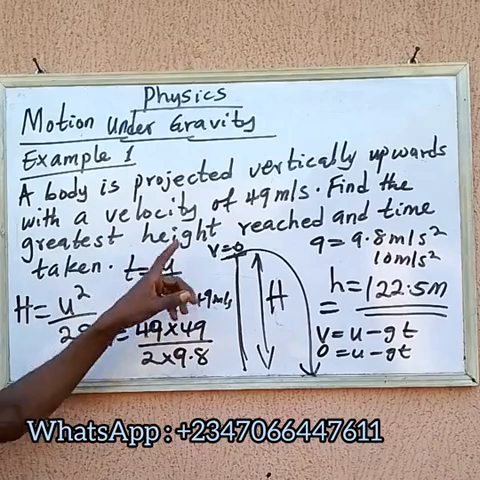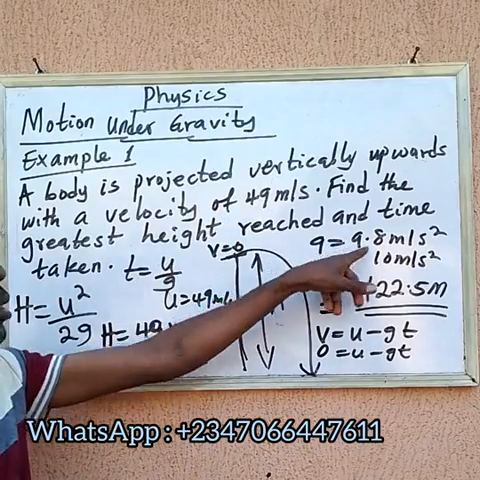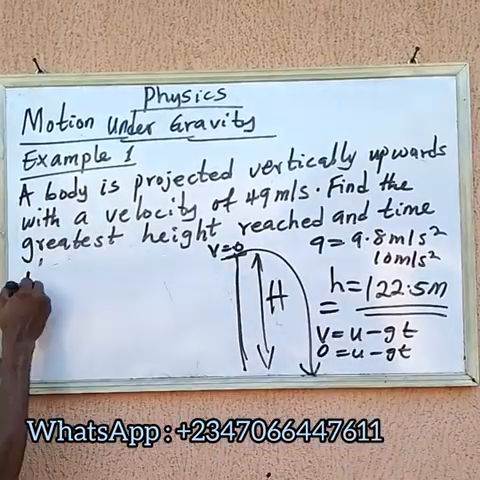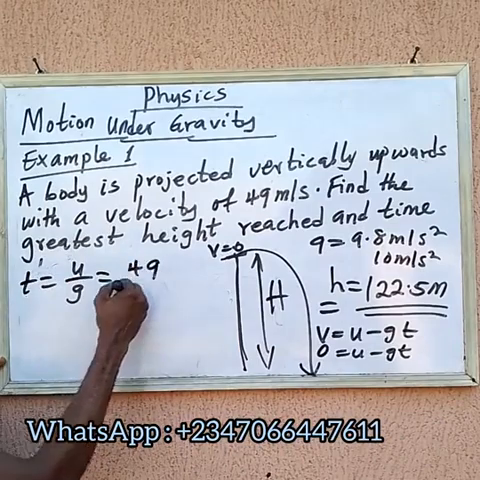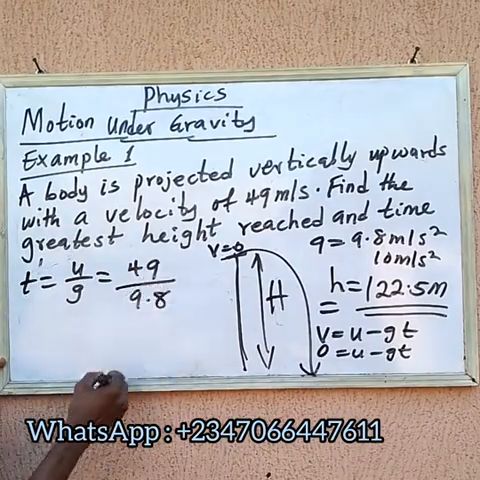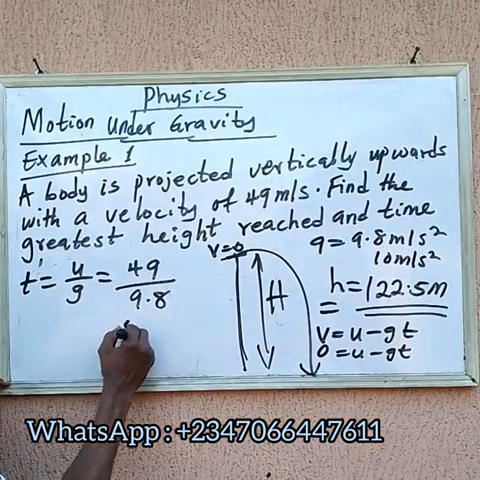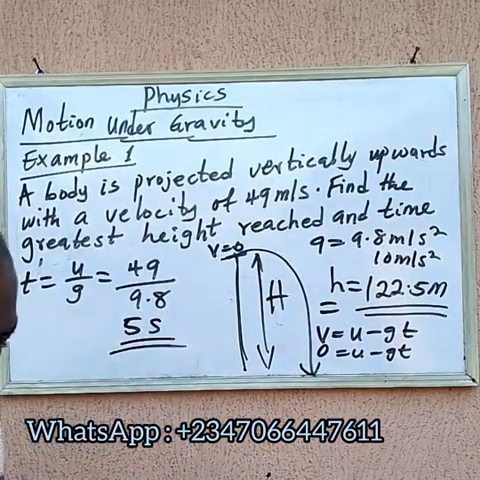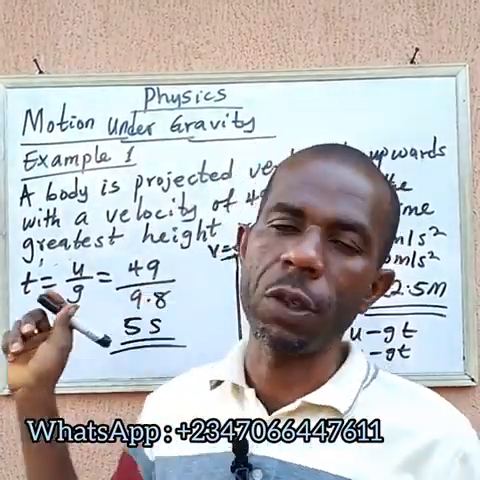So just divide your 49 by the value for acceleration due to gravity, 9.8. Your t equals u over g becomes 49 all over 9.8. 49 divided by 9.8 will give us 5 seconds. So the answer is 5 seconds. This is very easy. This one is just the easy part of this question.